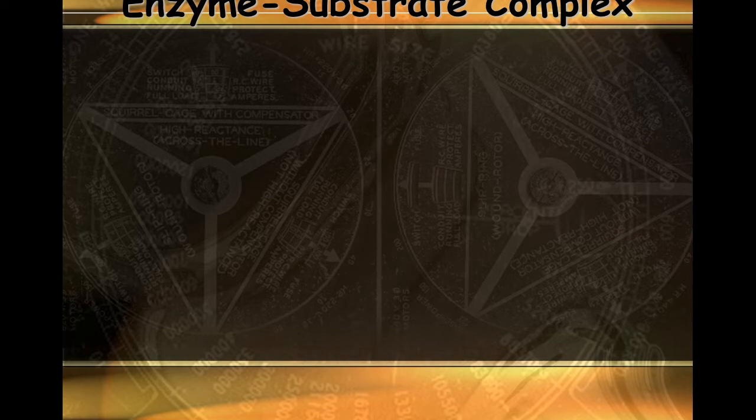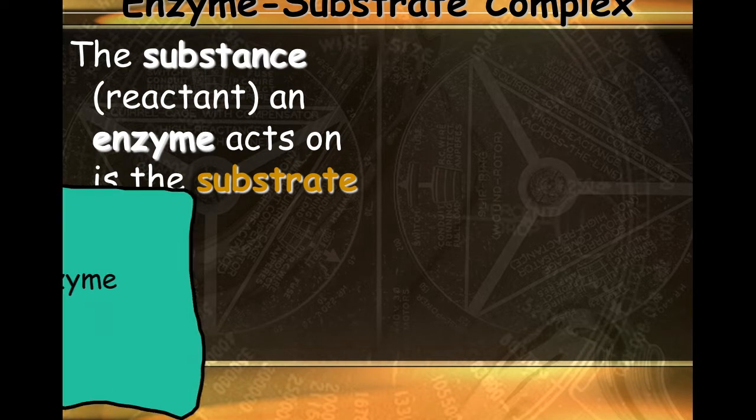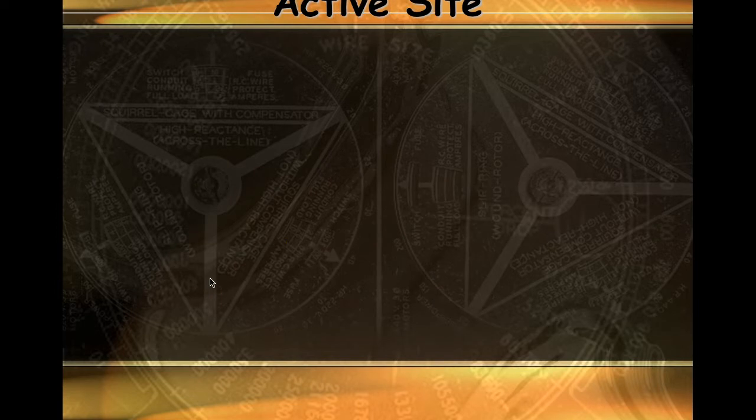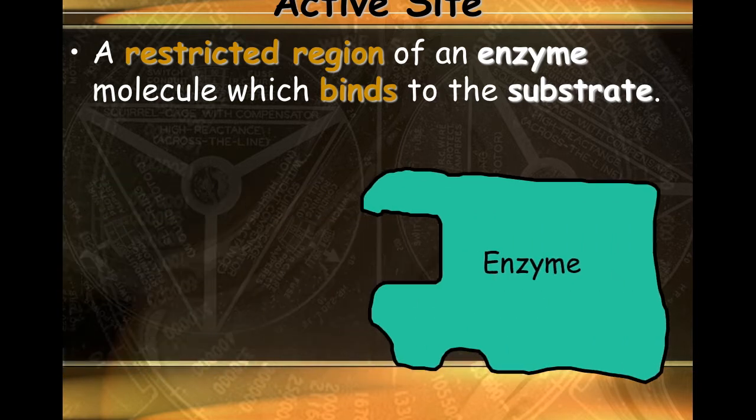The enzyme substrate complex. The substrate, or the substance the reactant and enzyme acts on, is the substrate. So here's our enzyme. Here's our substrate. The enzyme is going to break down the substrate. It's going to join at the active site. So a restricted region of an enzyme molecule which binds to the substrate is called our active site.